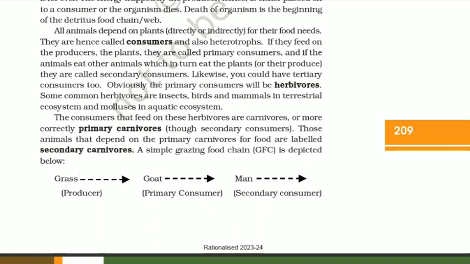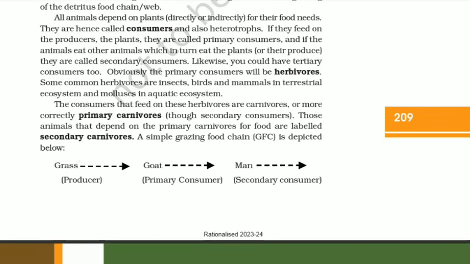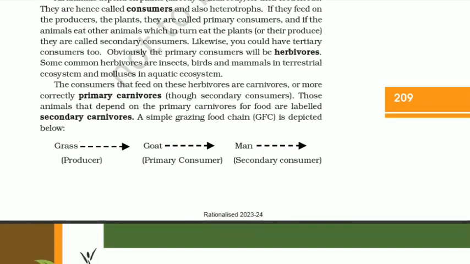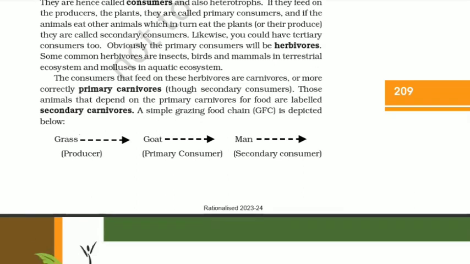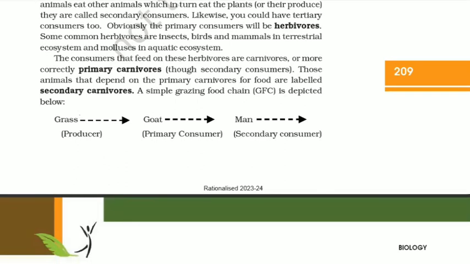All animals depend on plants directly or indirectly for their food needs. They are hence called consumers and also heterotrophs. If they feed on the producers, the plants, they are called primary consumers, and if the animals eat other animals, which in turn eat the plant or their produce, they are called secondary consumers. Likewise, you could have tertiary consumers too.